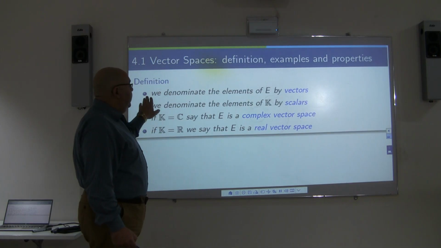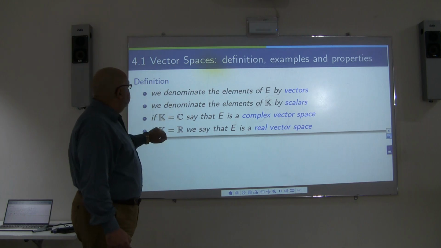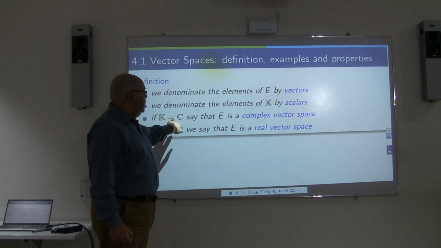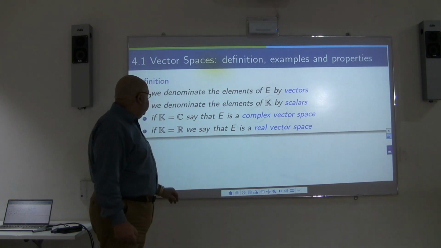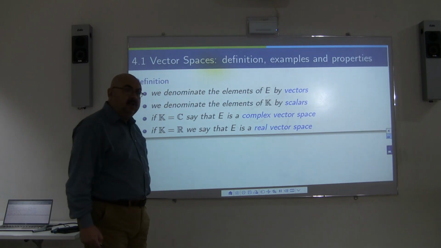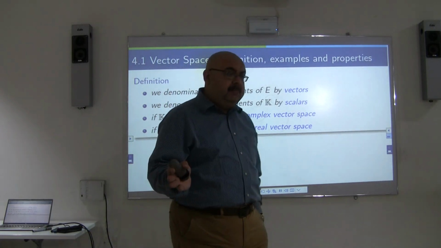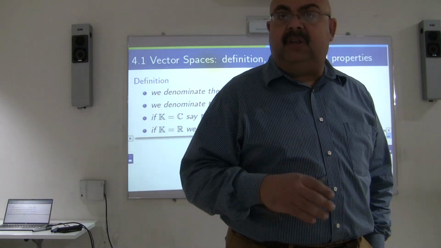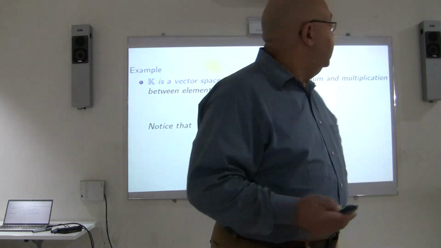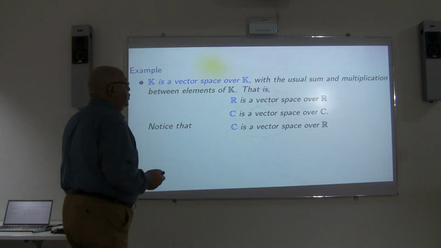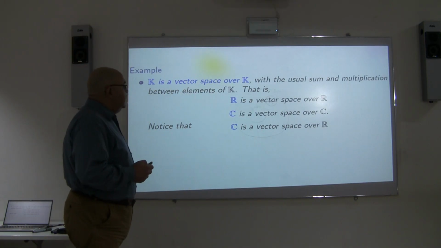Okay, we call the elements of E vectors. We call the elements of K scalars. If K equals C, we say that E is a complex vector space. If K equals R, we say real vector space. So I will have the complex vector space or the real vector space, based on the value of the scalars that we are dealing with. Okay, R is a vector space over R, C is a vector space over C, complex, C is a vector space over R.